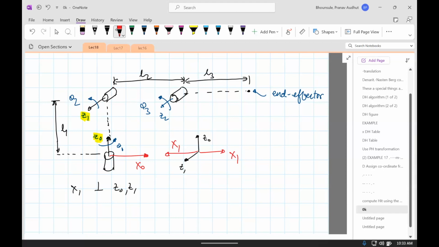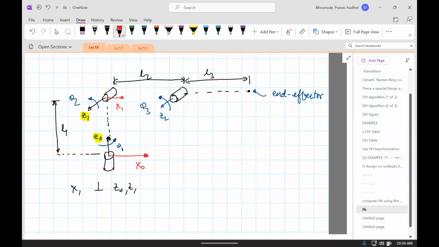Now, just to make my life easy, it just happens that if you assign it this way along X0, then you will make your life easy later on. So I'm just going to assign it like so. Okay, I'll not use this option, but I'll use this option. So X1 is there. So we're done with X1.